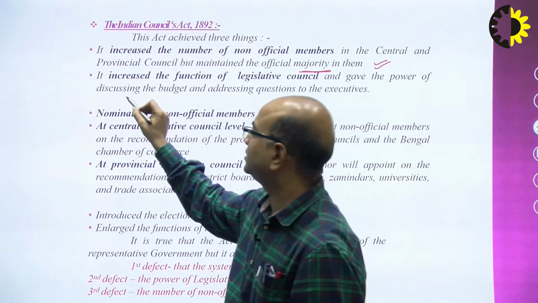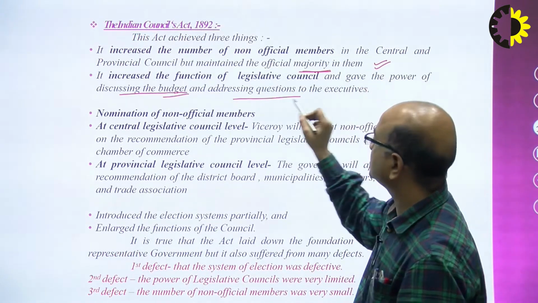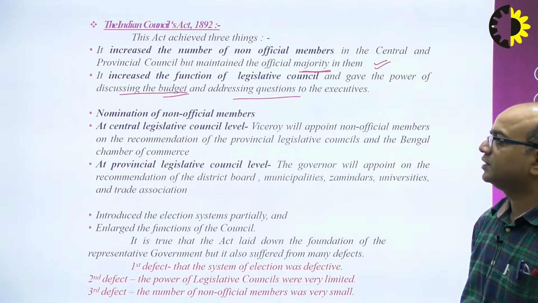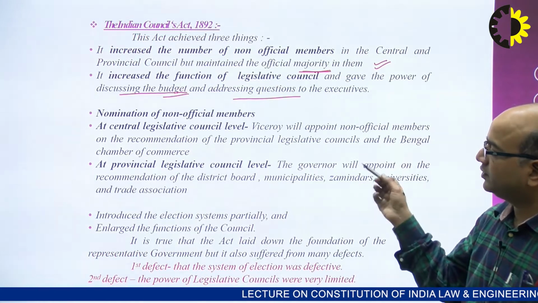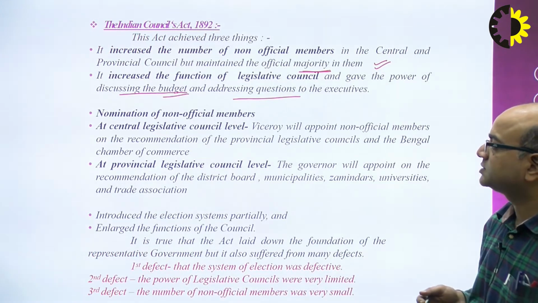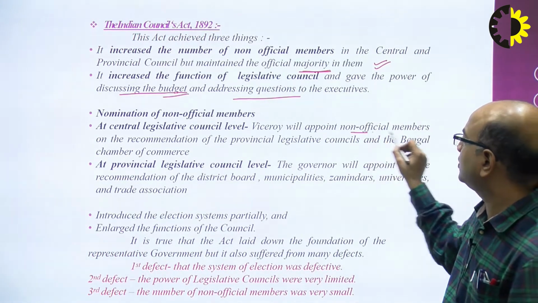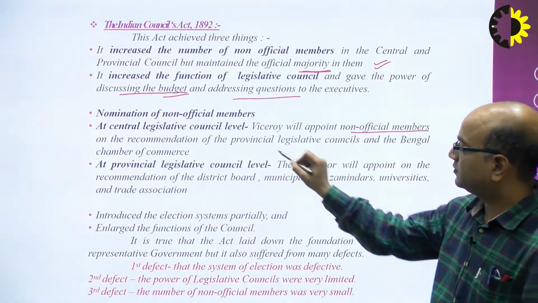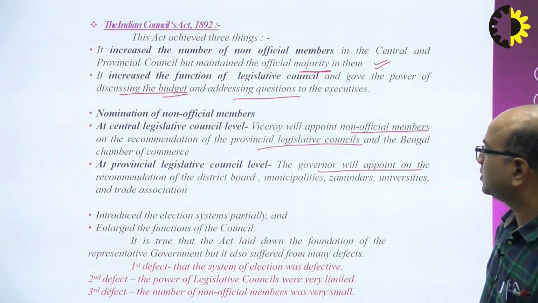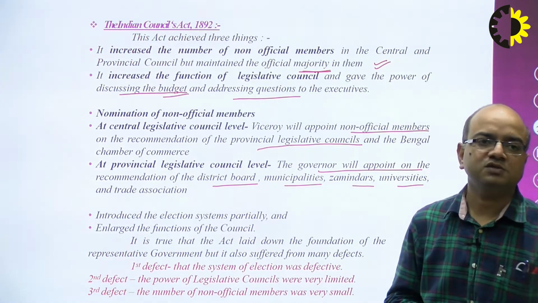One of the important things is that during discussion of the budget, elected Indian representatives were given the power to ask questions. Then next is the nomination of non-official members. We know that in the present context as well we have separate legislative councils for the center and the state. Similarly over here, at the central legislative council level, the Viceroy would appoint non-official members on the recommendation of the provincial legislative councils. At the provincial level, the governor of that province would appoint on the recommendation of district boards, municipalities, zamindars, universities and trade associations.